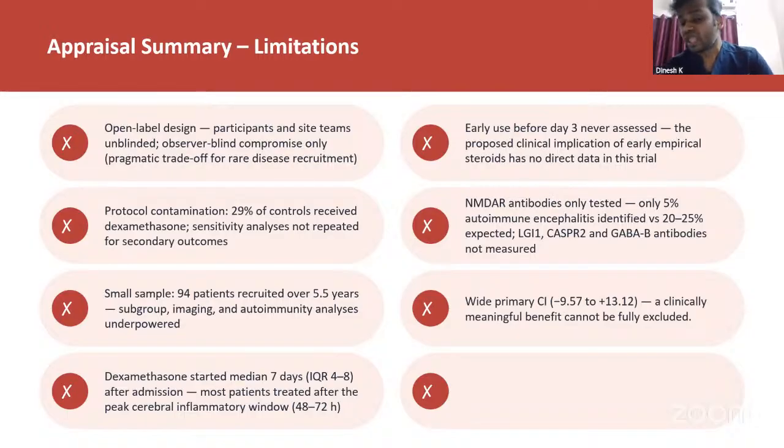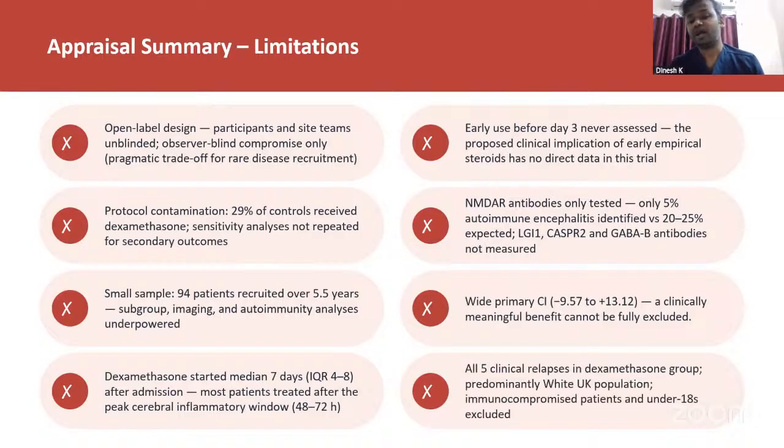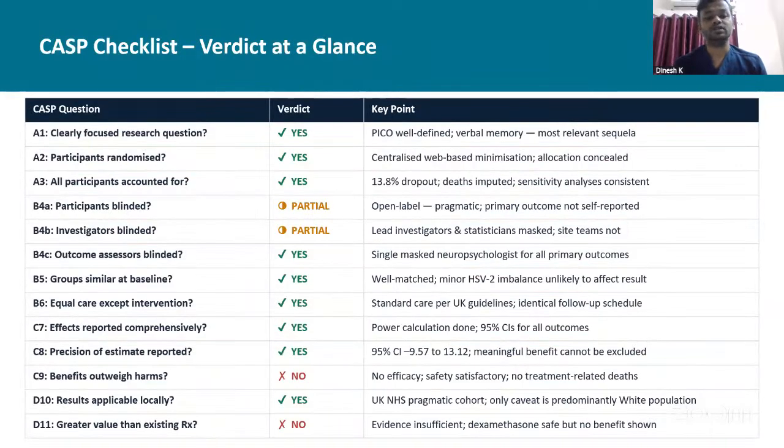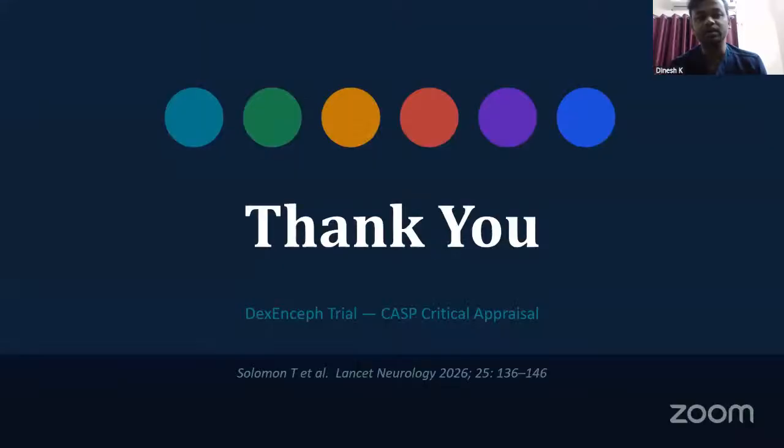And again, because the adjusted mean differences were wide, which also includes zero, a clinically meaningful benefit or harm cannot be fully excluded. And again, the population was predominantly white, so it cannot be applied to immunocompromised hosts and people under 19. So this is what we have discussed. Most of the boxes they have ticked. Thank you.